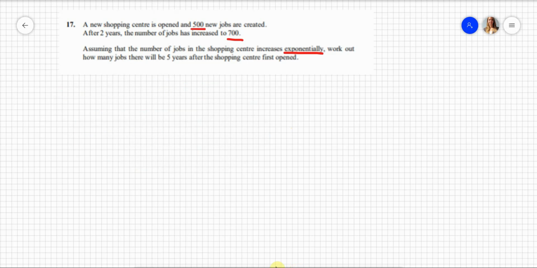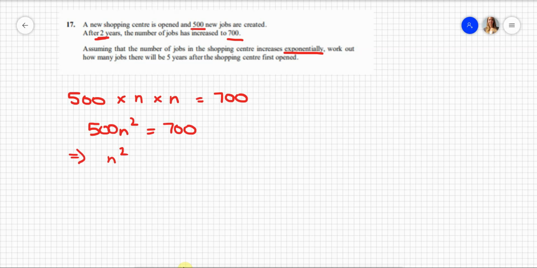So, what we know then is that we've got 500. We want to increase it by a multiplier, and we need to find out what that yearly multiplier is to get it up to 700. So we know that 500 times some multiplier times that multiplier again, because it's 2 years, gives us 700. So 500 times n squared gives us 700.